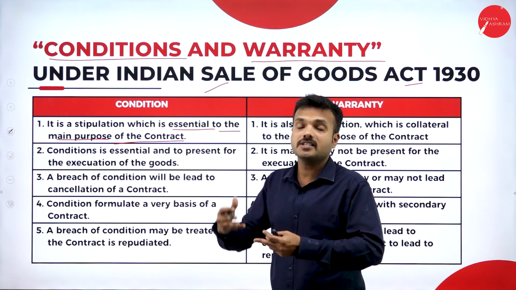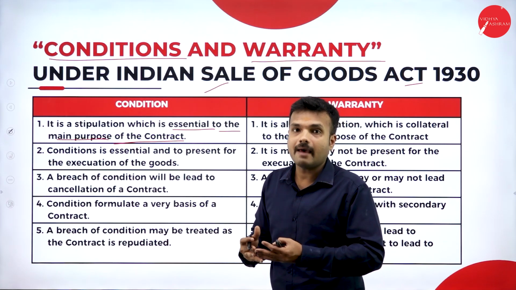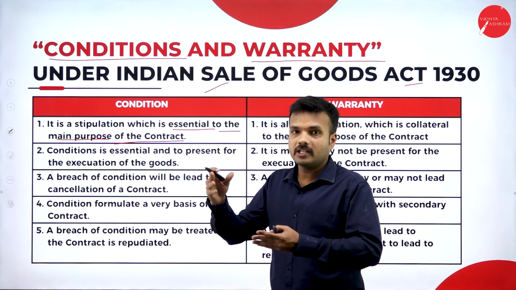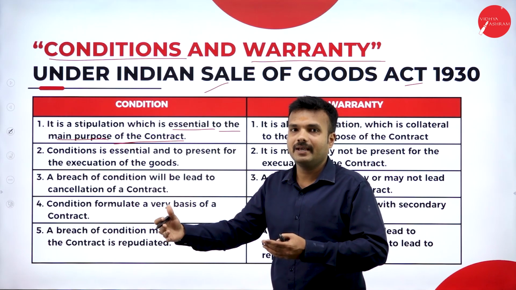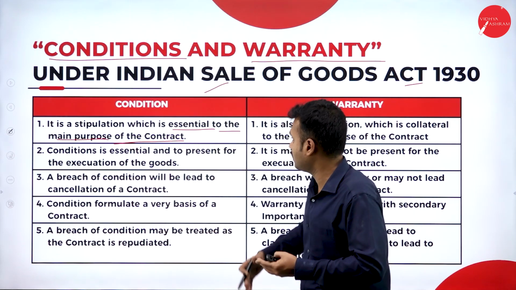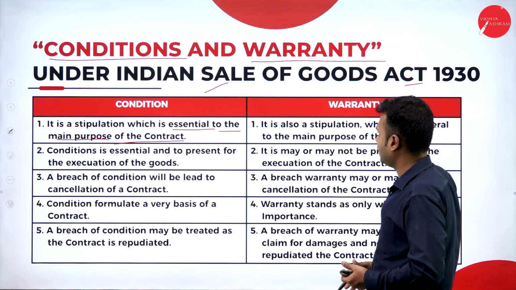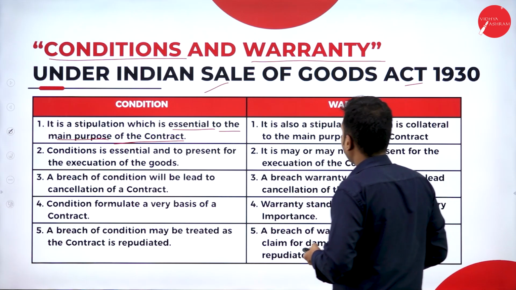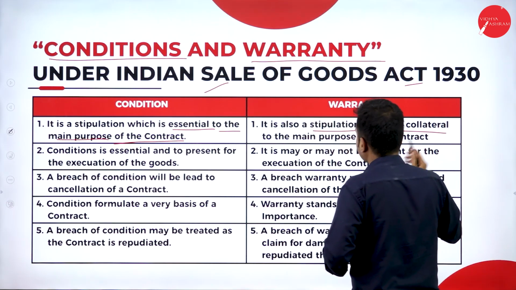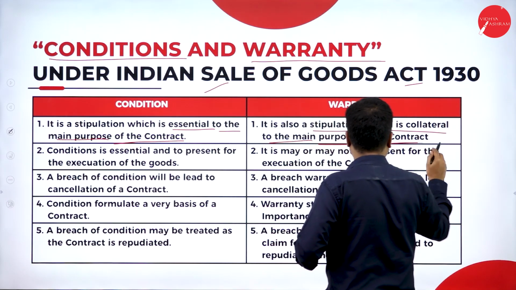What is the color of the iPhone? What is the RAM, what is the ROM? What is the bionic chip that is included? What will be the megapixel? What is the amount that I am going to pay? When is it going to be delivered? Each and everything I am supposed to mention before entering the contract, as it is essential to enter the contract. When it comes in terms of warranty, it is also a stipulation, but one which is collateral to the main purpose of a contract.